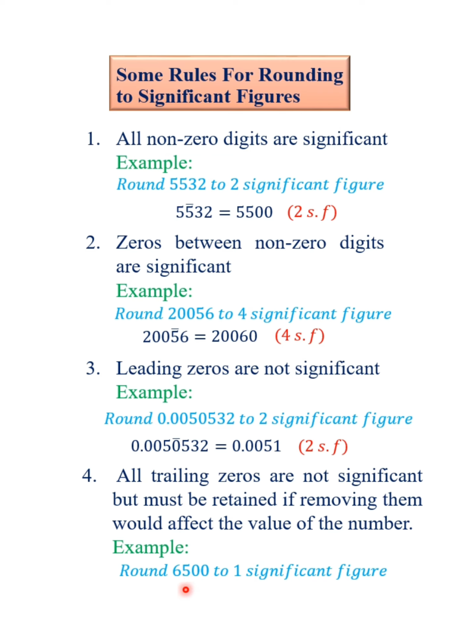Otherwise, the value of this number will be lost. So, the first significant figure here is 6. The second significant figure here is 5. Our focus is on one significant figure, so we are focused on the first digit, 6. So we're going to round up the second digit into the first digit to give us 7. And the answer becomes 7,000 to one significant figure. Now, let's move to the next page for the other rules.